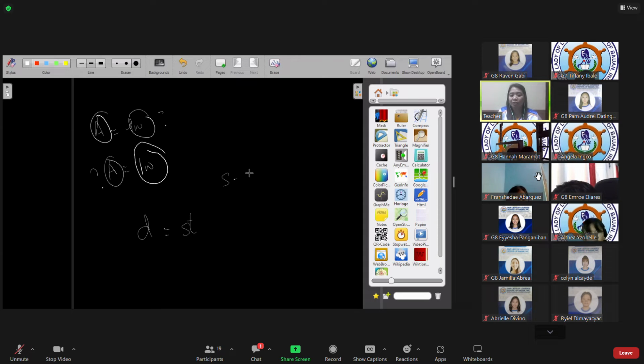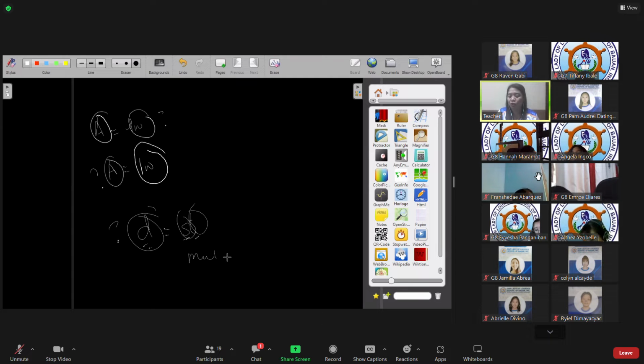Because speed is equal to d over t. The formula in getting the distance is the product of the speed and the time. So given the speed and the time, our distance is our unknown, so we can use multiplication of rational expressions here.